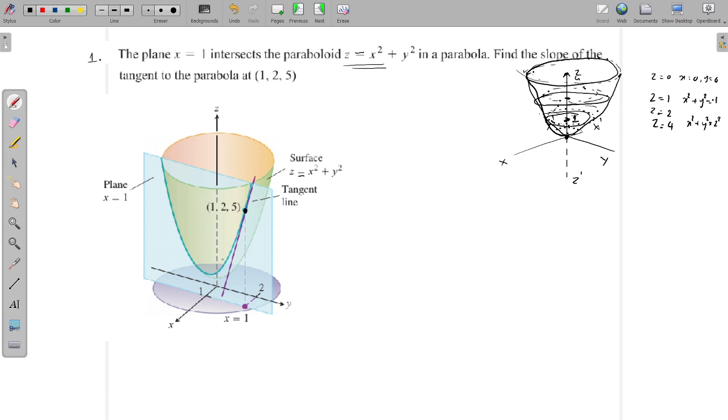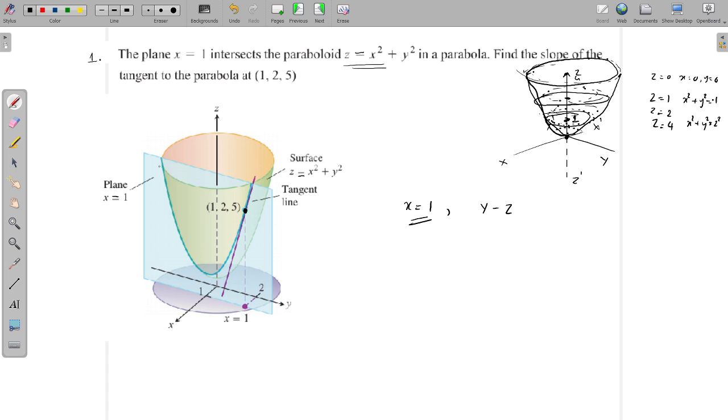In order to consider this parabola, we need the equation of the parabola. That is the idea of finding the slope of the tangent at this point. We consider this parabola as a plane curve, a curve in a plane. We can say that that plane is the yz plane. At x equal to 1, the plane is the yz plane. So that is this plane, x equal to 1.